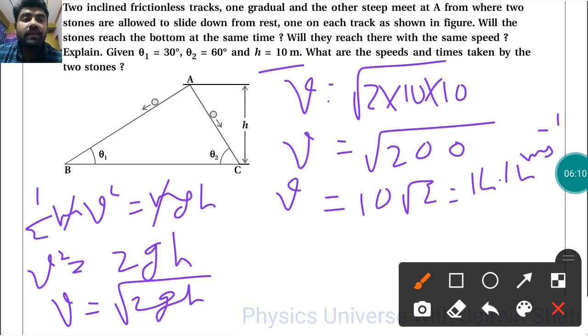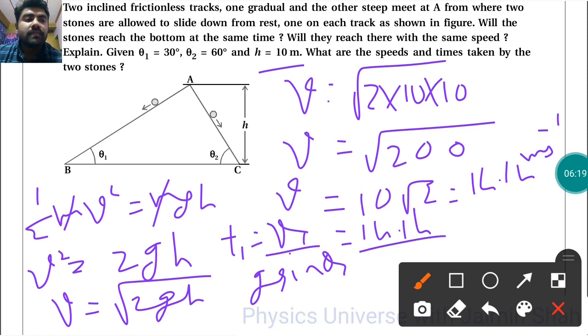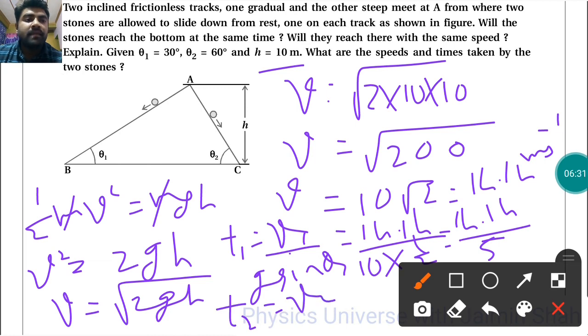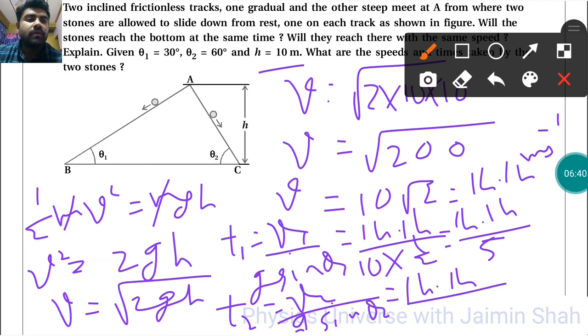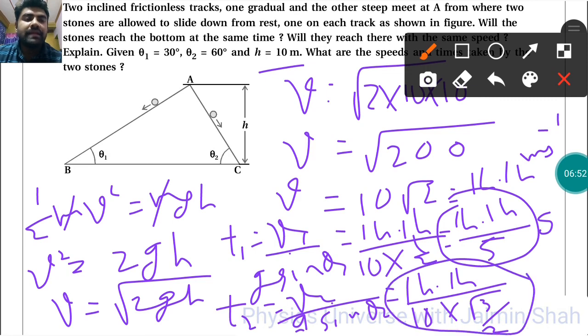Now we can put that in the formula: t1 is equal to v1 upon g sin theta 1. So v1 is 14.14, g is 10 and sin 30 is 1 by 2, so 14.14 by 5. And for t2, again v2, both have the same speed, upon g sin theta 2, so 14.14 upon 10 into sin 60, where sin 60 is root 3 by 2. By calculating the first one we will get t1 in seconds, and by calculating the second one we will get t2 in seconds.